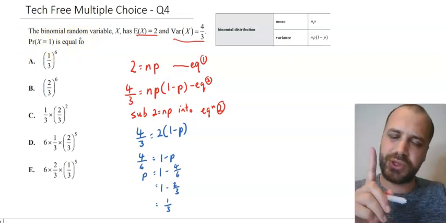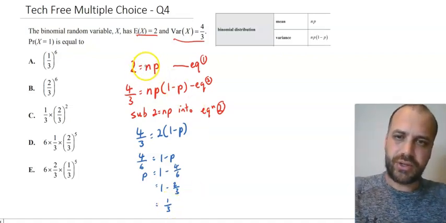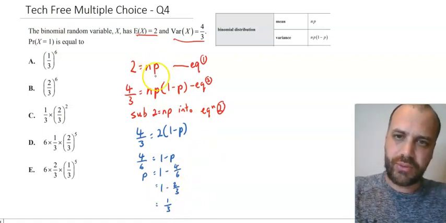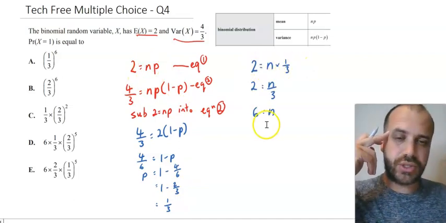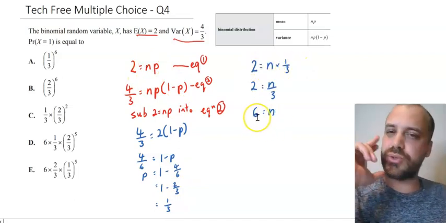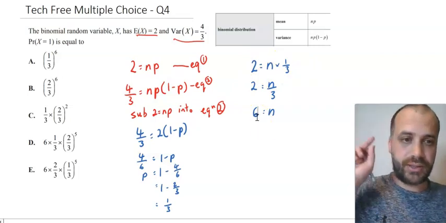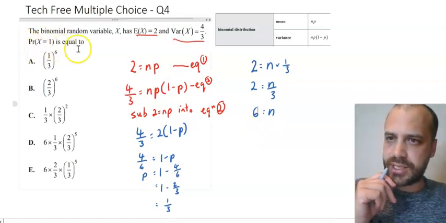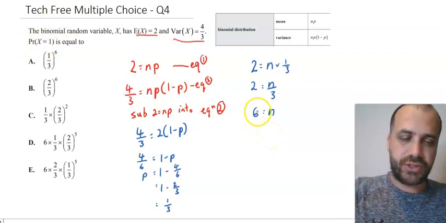A little bit more work to do here, because we knew p, but we haven't solved for the n yet. So let's sub 1/3 back into equation 1 and figure out what n is equal to. I've subbed that into equation 1, solved it, n is equal to 6. So now I have a p-value and an n value, n equals 6. So I want to know the probability that x is equal to 1 success from 6 trials.